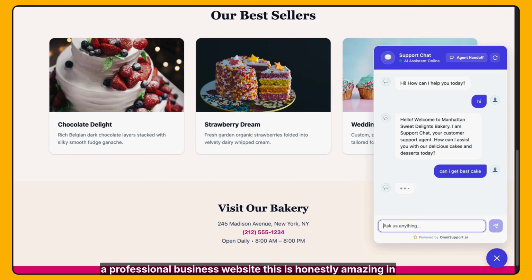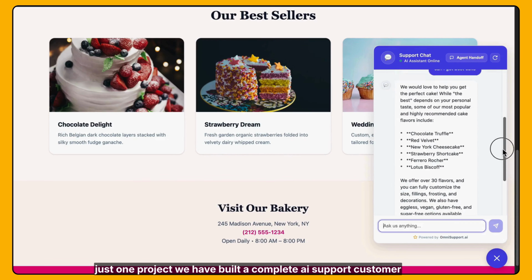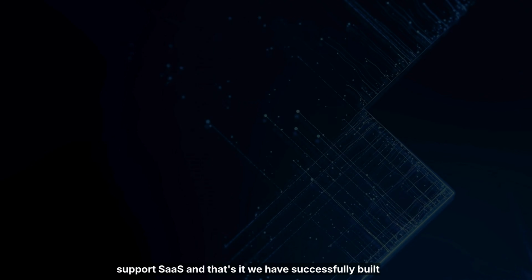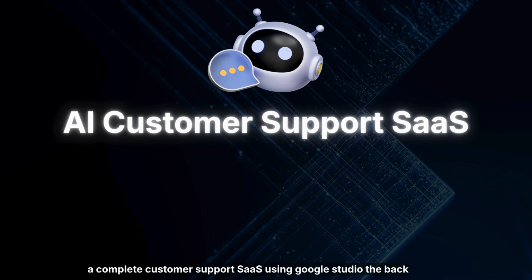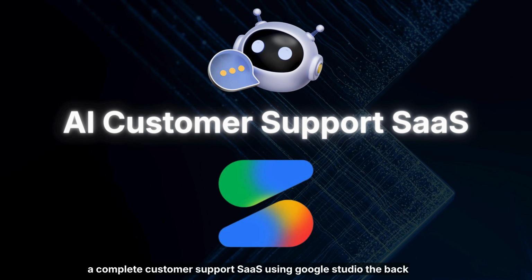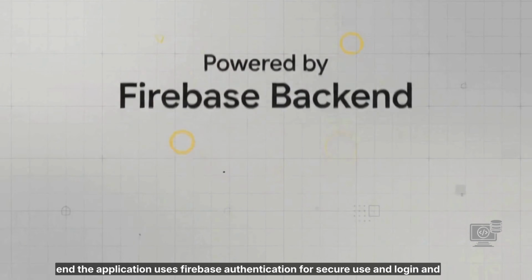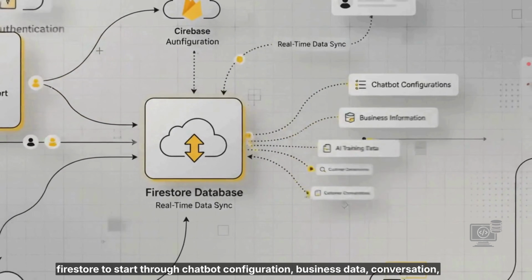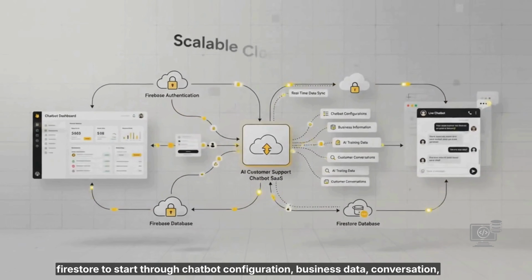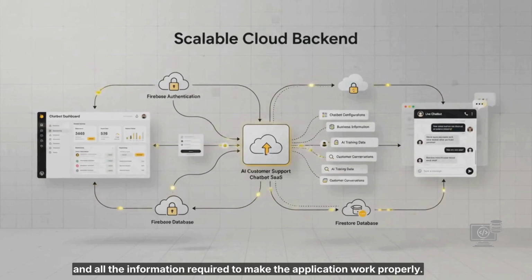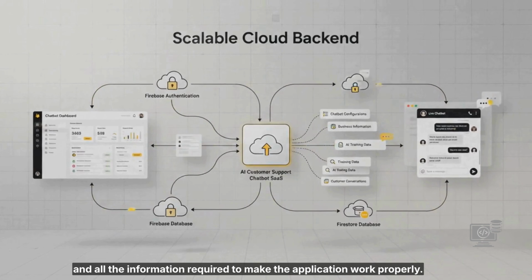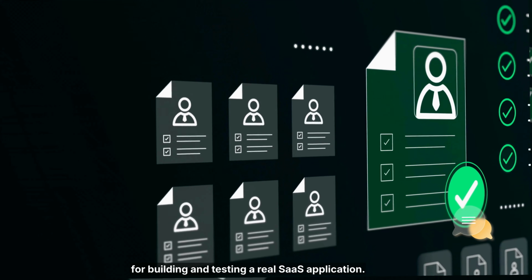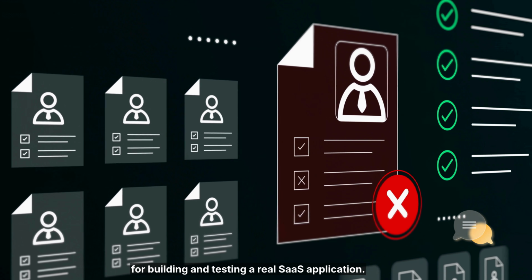This is honestly amazing. In just one project, we have built a complete AI customer support SaaS. And that's it. We have successfully built a complete AI customer support SaaS using Google AI Studio. On the back end, the application uses Firebase Authentication for secure user login and Firestore to store chatbot configuration, business data, conversations, and all the information required to make the application work properly. This gives us a solid backend that's suitable for building and testing a real SaaS application.